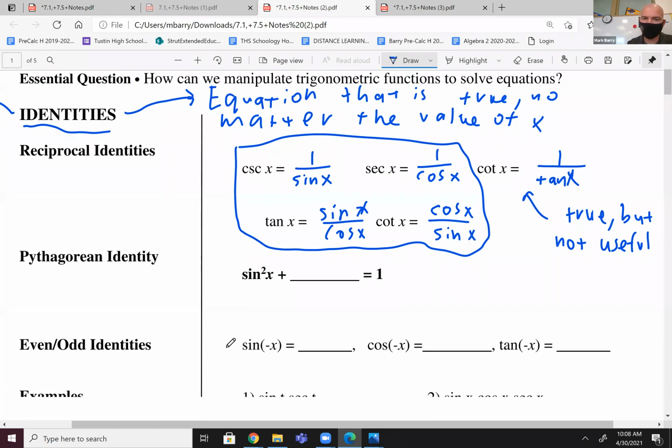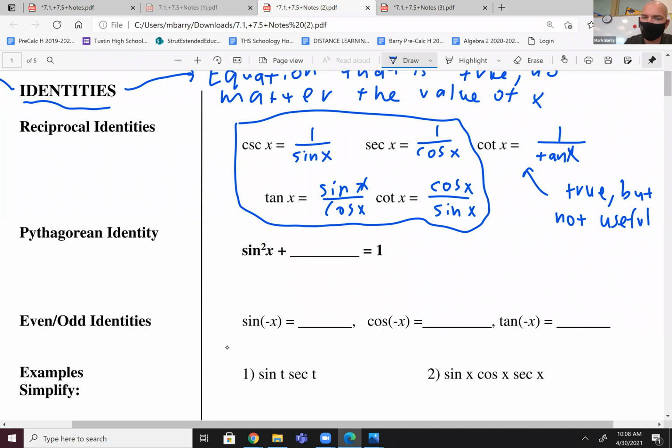All right, next up, Pythagorean identity. This one's a good one. So this one says sine squared of x plus cosine squared of x always equals 1, okay?